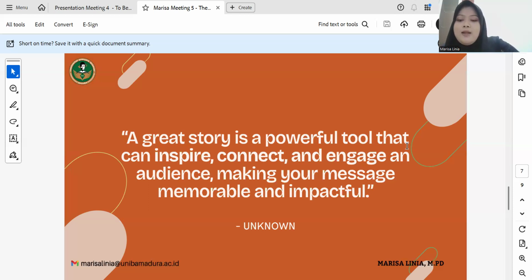I got this sentence from Google, and I found it interesting for you. It says: a great story is a powerful tool that can inspire, connect, and engage an audience, making your message memorable and impactful. I don't know who wrote these sentences, but I found it and put it down. The writer is unknown.